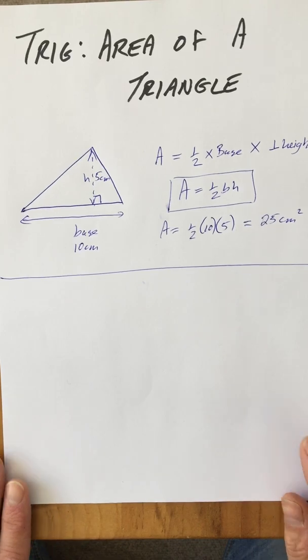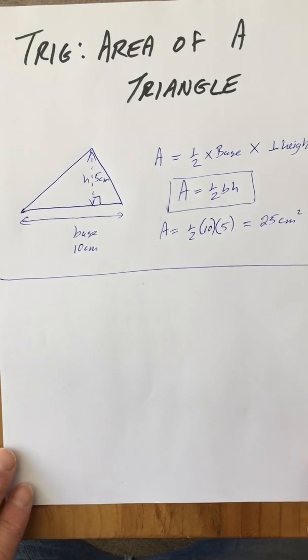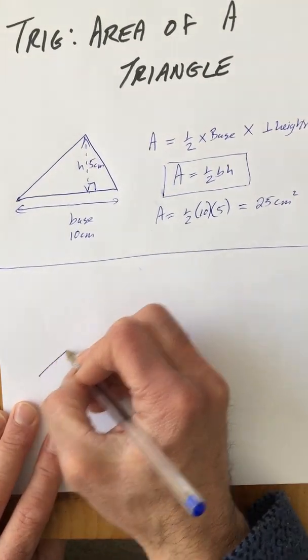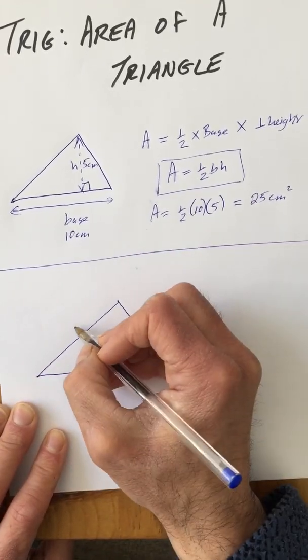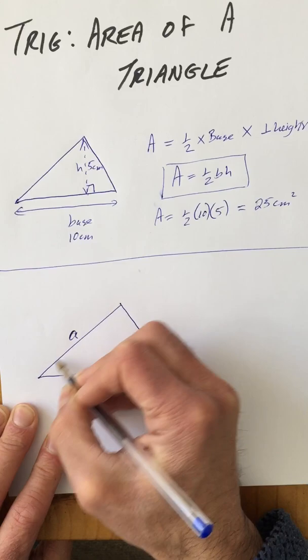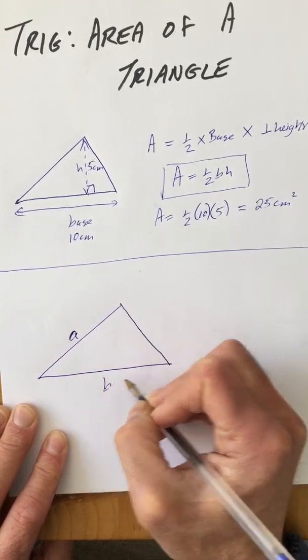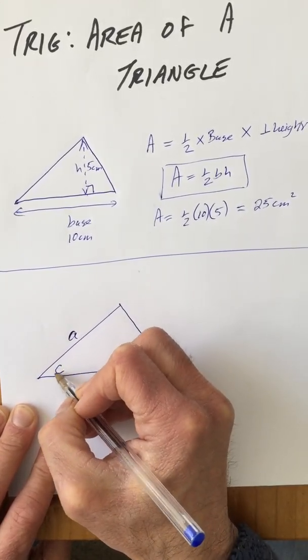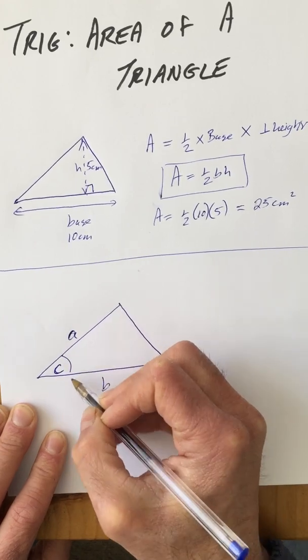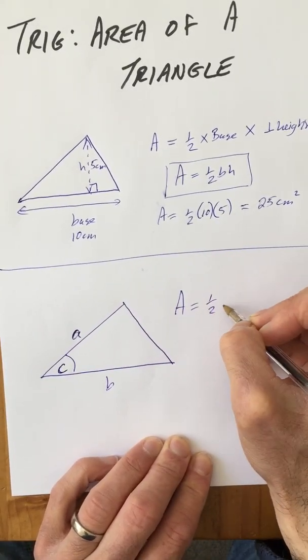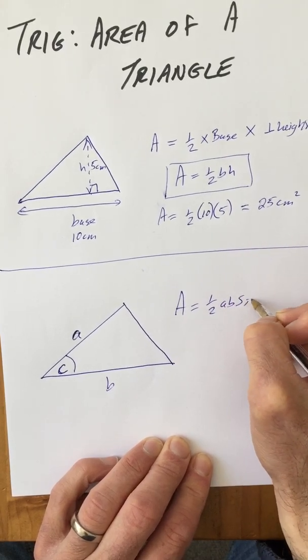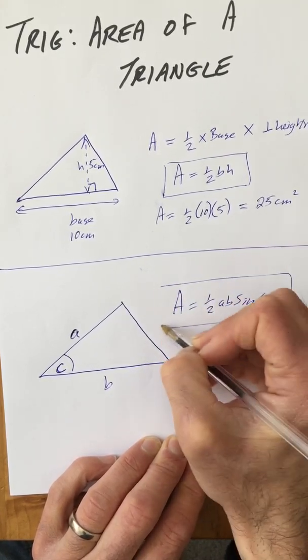So going on to the trigonometry formula, here it is. You've got a triangle, and if we call this side A and this side B, and this is angle C in between them, it turns out that the area of a triangle is half AB sine C.